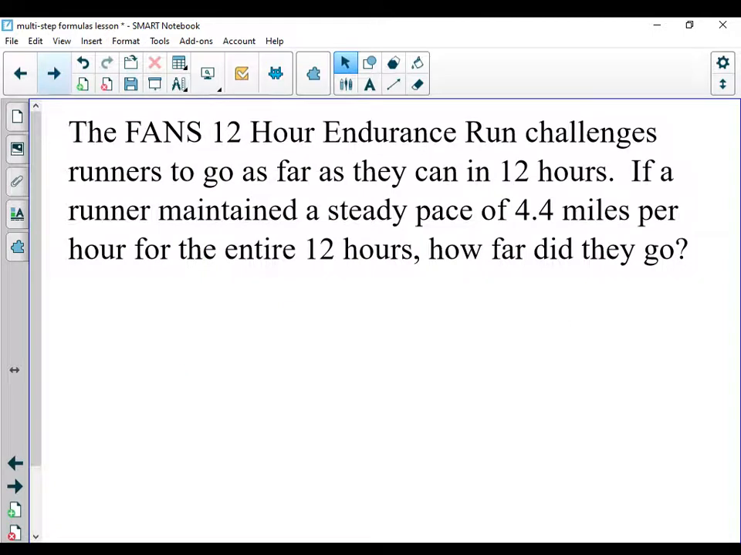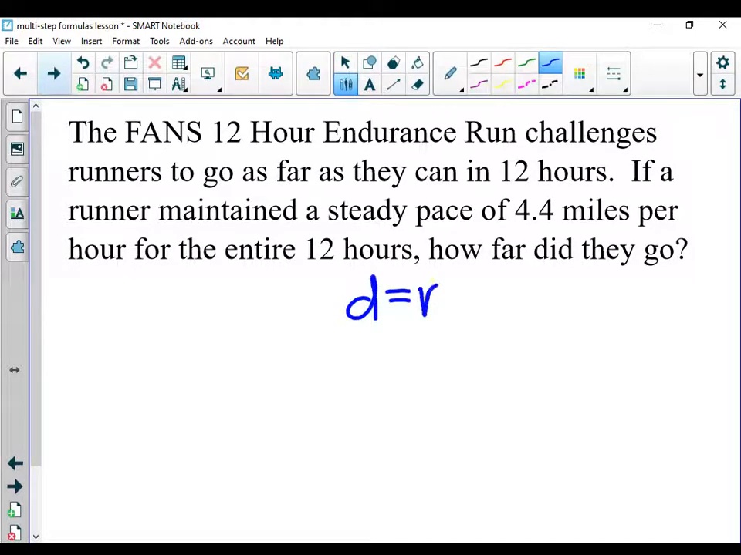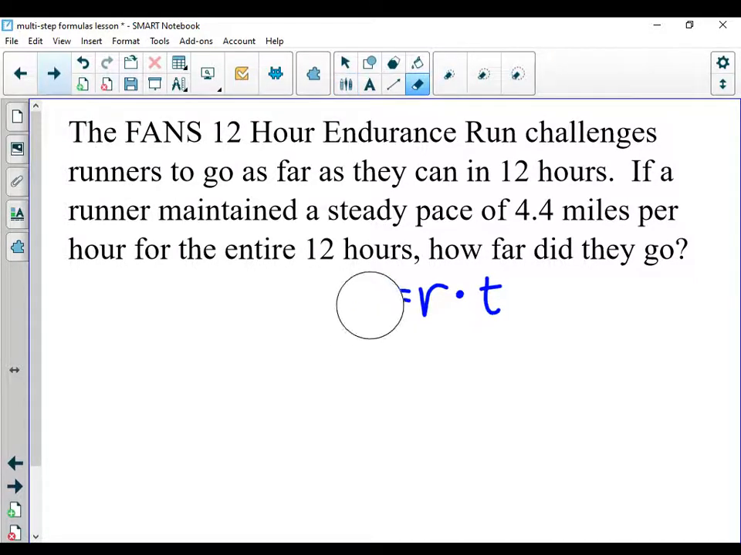Okay, let's try box 2. This one says, a 12-hour endurance run challenges runners to go as far as they can in 12 hours. Any ideas so far? Preston? I just have a question. Can you do like R times T equals D? Oh, he wants to put the D at the end. Sure.